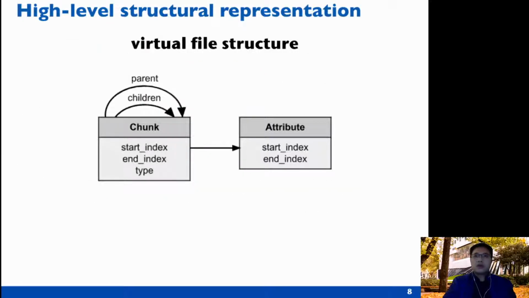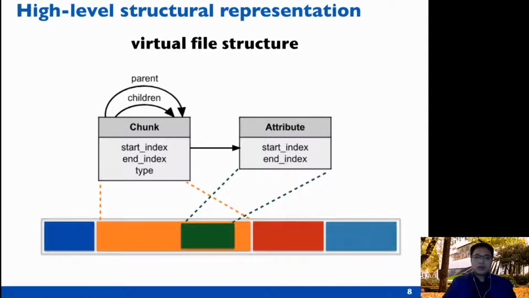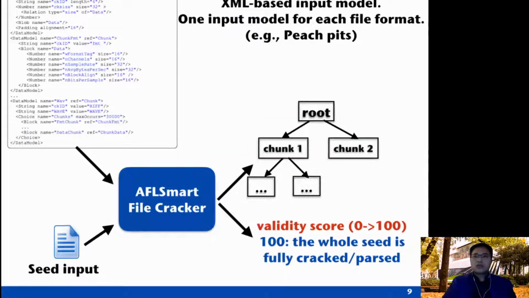First, let me talk about the new representation. We design a high-level structure representation called virtual file structure. The data structure consists of chunks and attributes which represent the data chunks and data fields. Each chunk can be the parent of other chunks. Moreover, each chunk and attribute has indexes maintaining the start index and the end index, allowing us to map it back to the physical input. Based on this data structure, we design a new component for gray-box fuzzing.